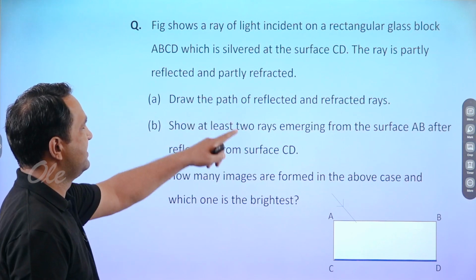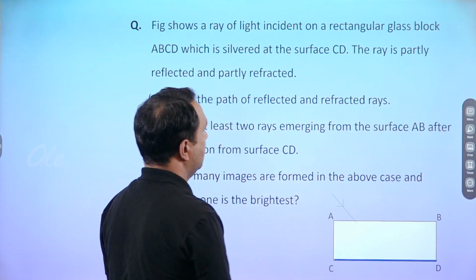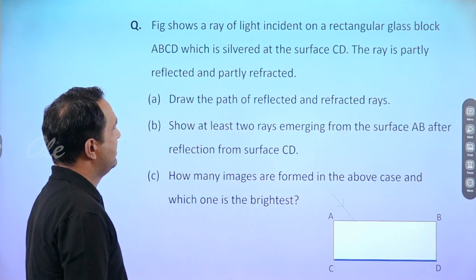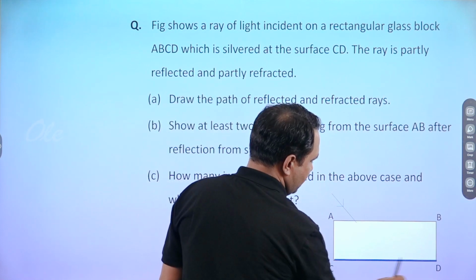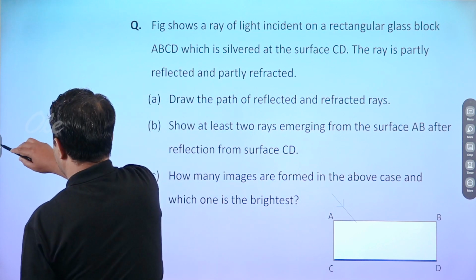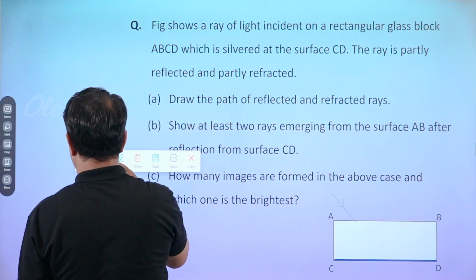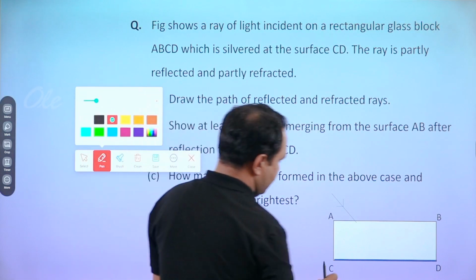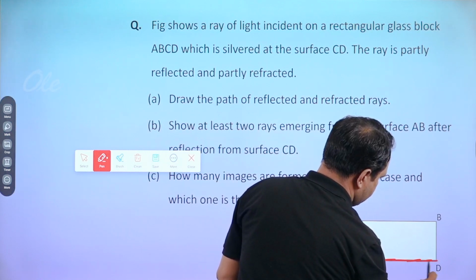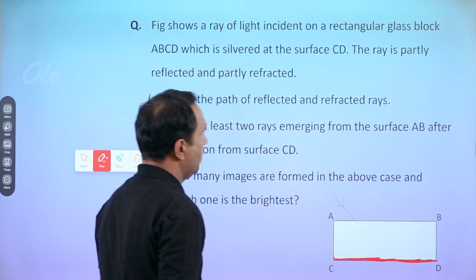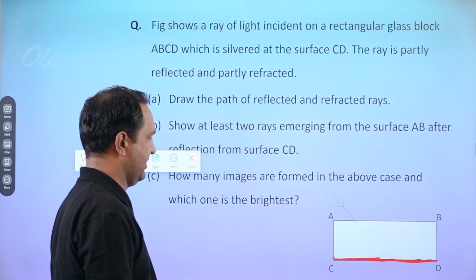Figure shows a ray of light incident on a rectangular glass block. This is the rectangular glass block ABCD, which is silvered at the surface CD. Here you can see some blue color light, which is indicating that it is silver coated. Though we will coat it with red, so it will be more visible to you. This is silver coated. Now, what is the question? Draw the path of reflected and refracted rays.